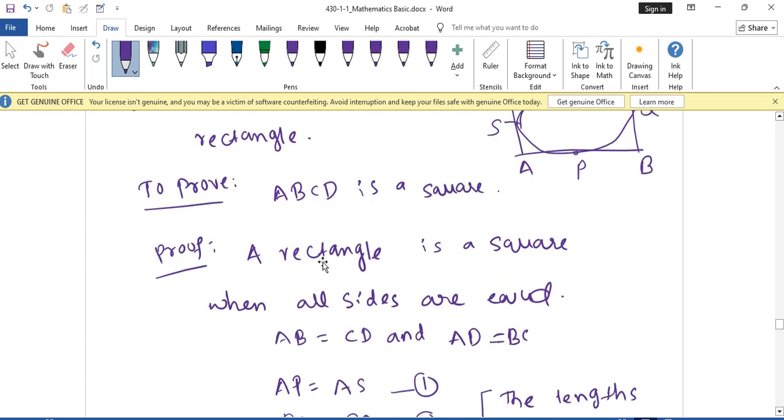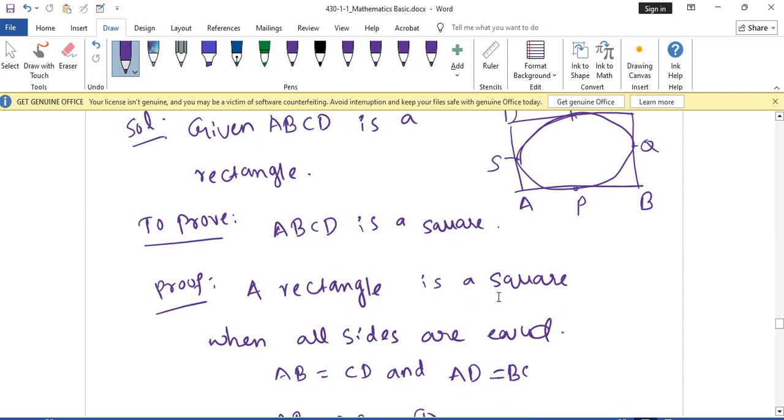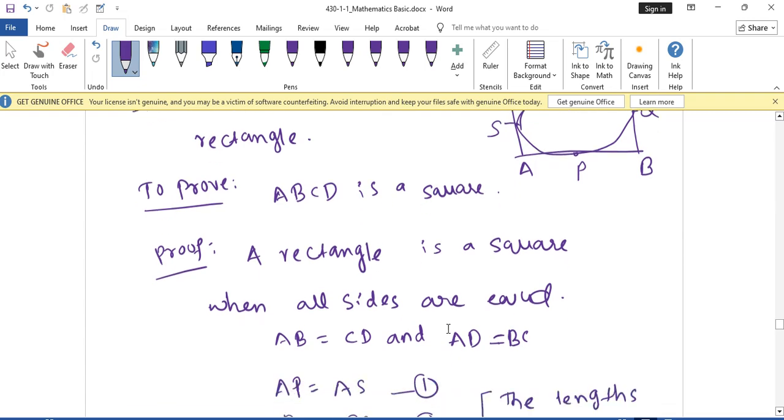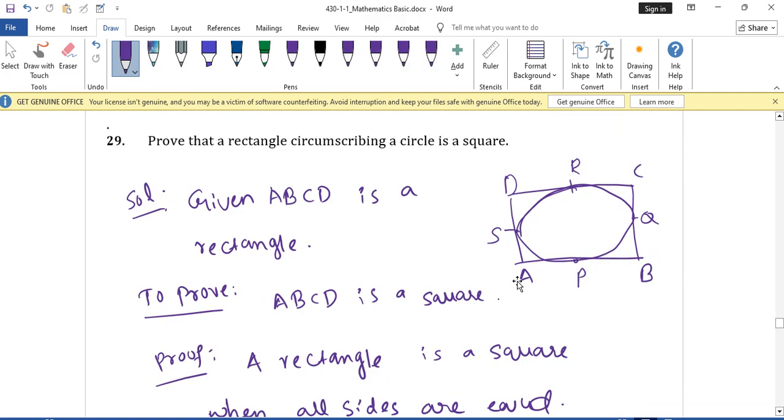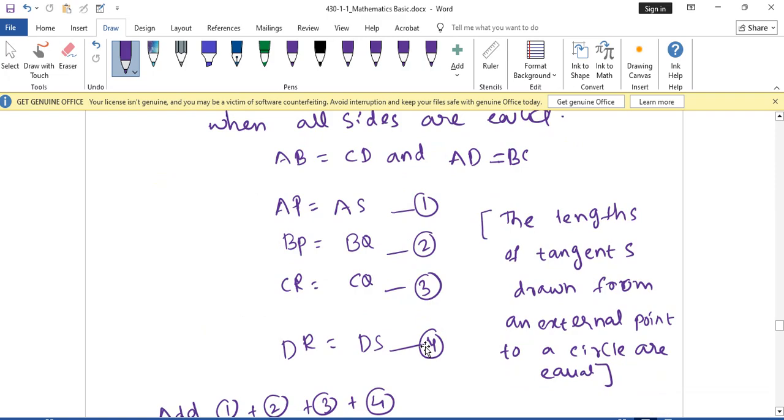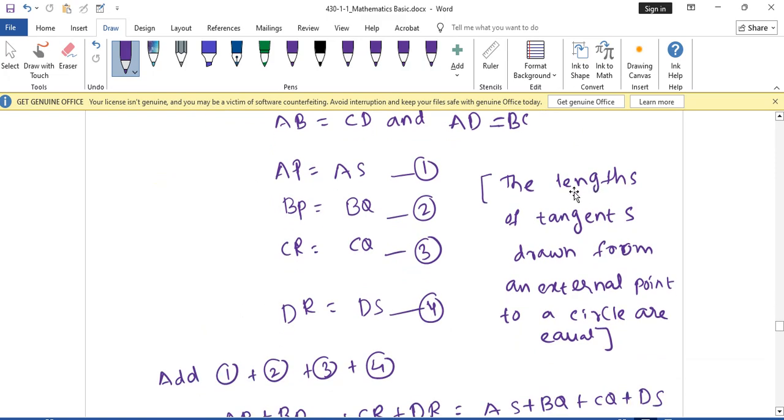To prove this, a rectangle will be a square if all sides are equal. So AB is equal to BC is equal to CD is equal to AD. Then we can prove that this is a square. See, we can write AP is equal to AS, BP is equal to BQ, CQ is equal to CR and DR is equal to DS. Why? Because we know one theorem from circles, that is the lengths of tangents drawn from an external point to a circle are equal.